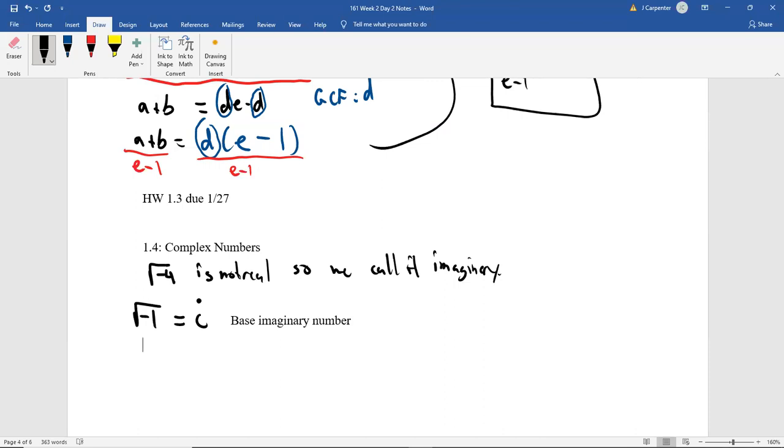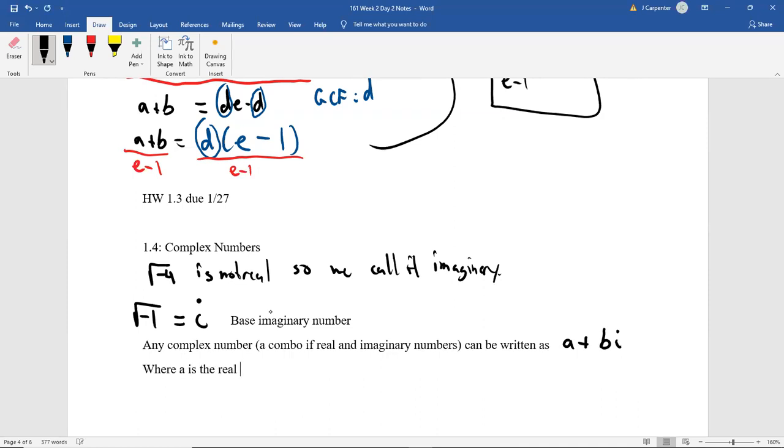So with this in mind, any complex number, which is a combo of real and imaginary numbers, can be written as, and I'm actually going to write this out with my pen because it's the important part, A plus B I, where A is the real part because there's no I with it, B is the imaginary part because there is an I with it.